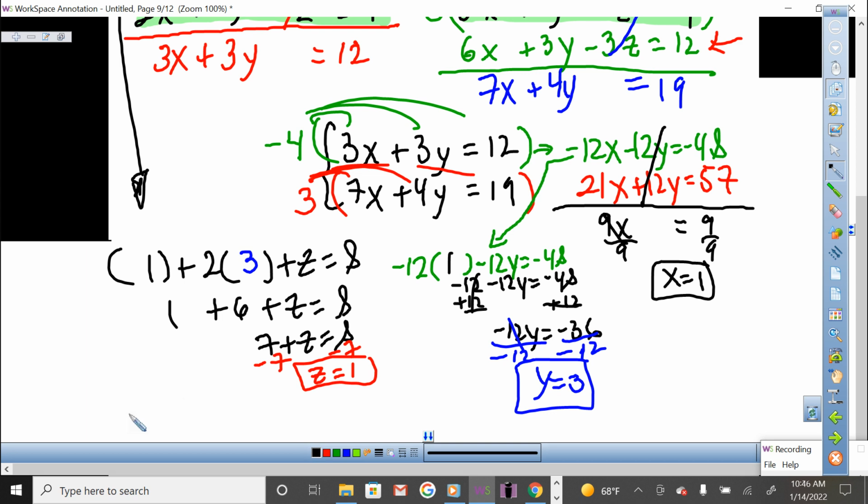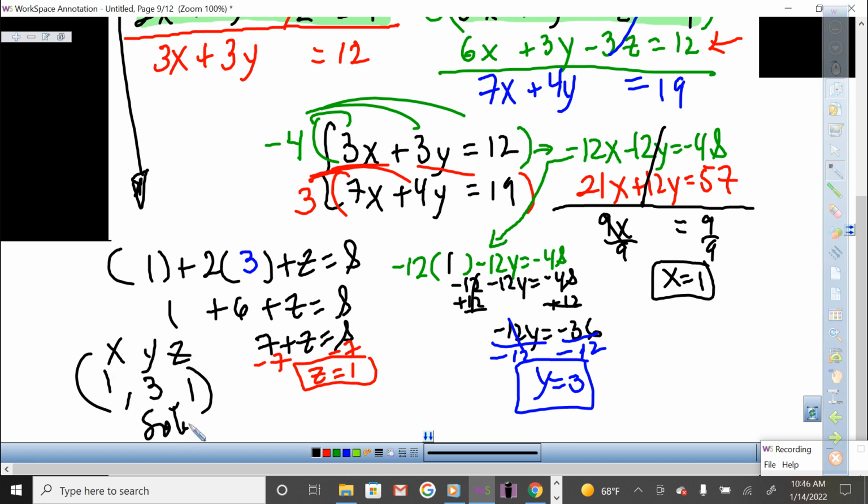Solution? 1, 3, 1. X, Y, Z. Solution. Woo, let's go. From 1 to 5, elimination method, 5 fourths, yeah?